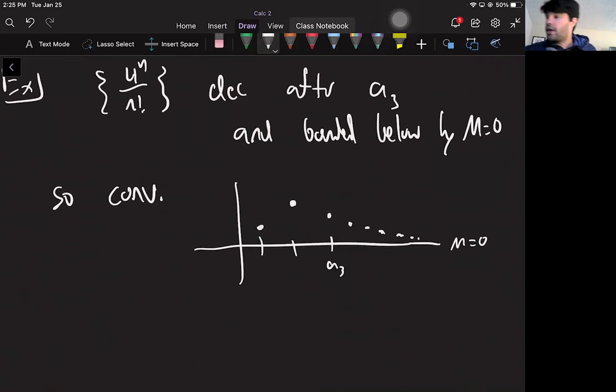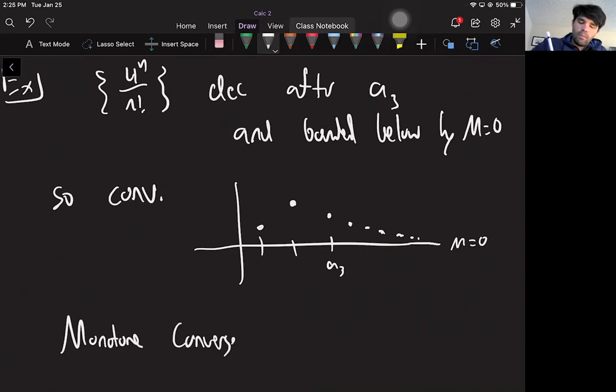Okay, so that is it for today. If you want a keyword for what this is called, monotone convergence theorem. It's the name of this type of thing.